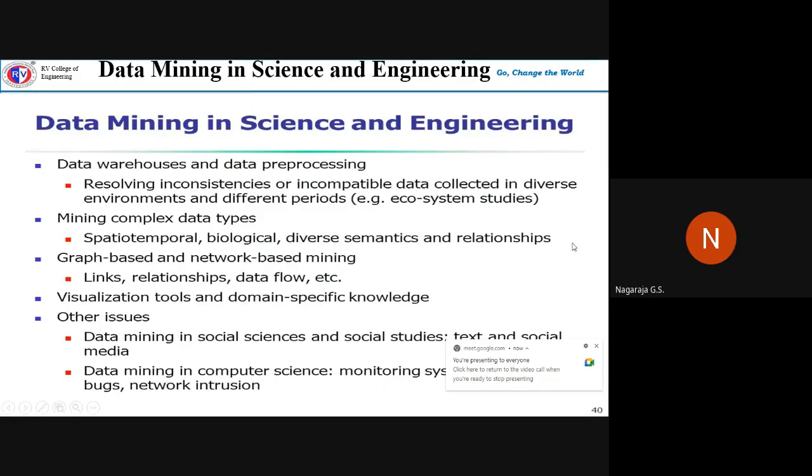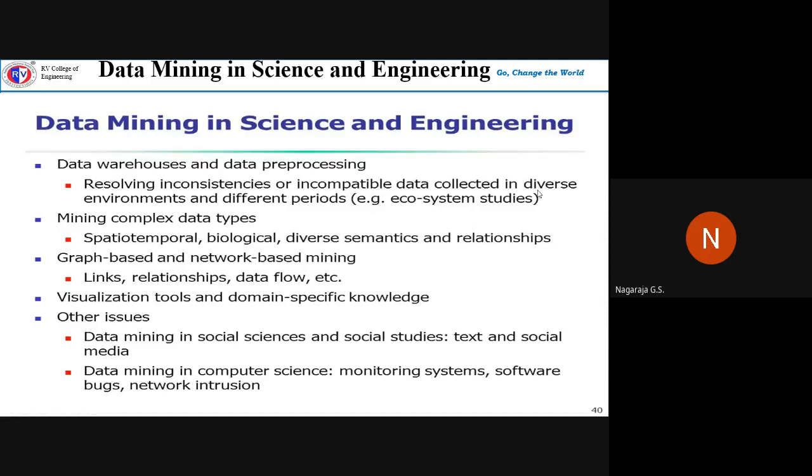Yeah, I'll go ahead with the last topic of my presentation, that is Unit 5. The topic is data mining in science and engineering. Again, in science and engineering, where all we are using data mining, that we need to highlight. It's nothing but applications of data mining in science and engineering. Data warehouses and data pre-processing applications: we use data mining applications, resolving inconsistency or incomplete data collected in diverse environments and different periods.